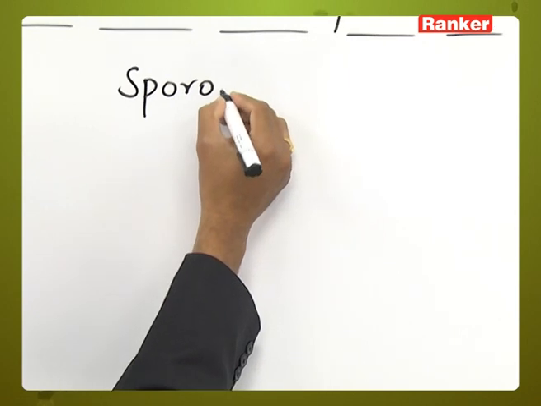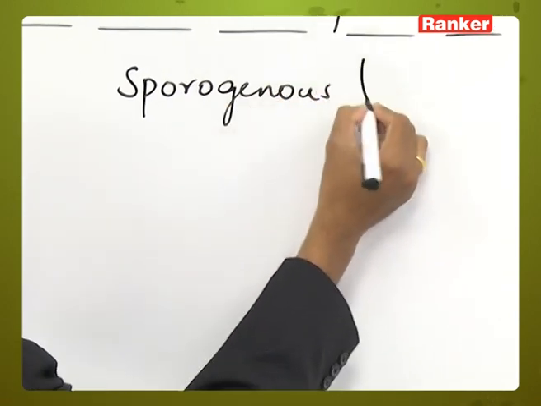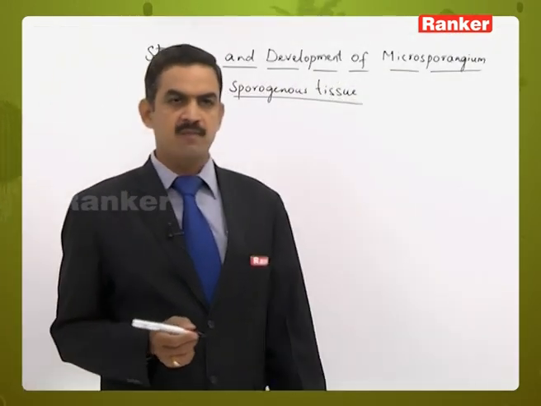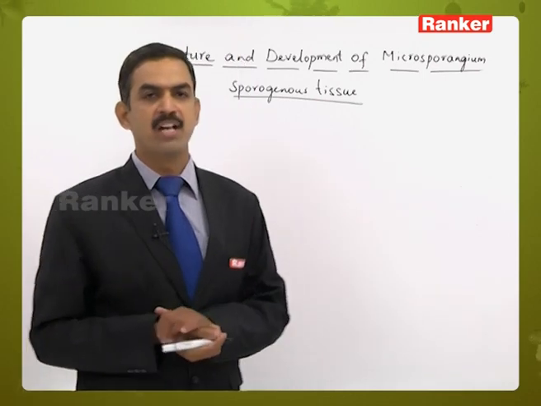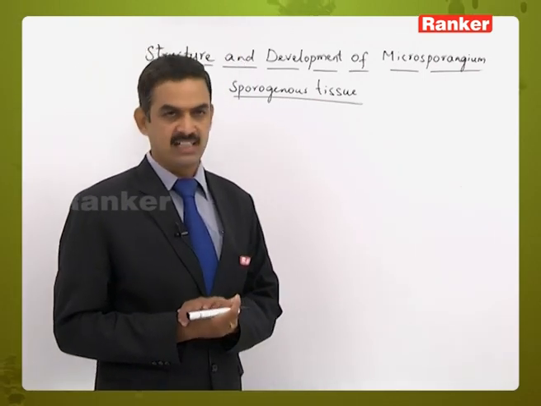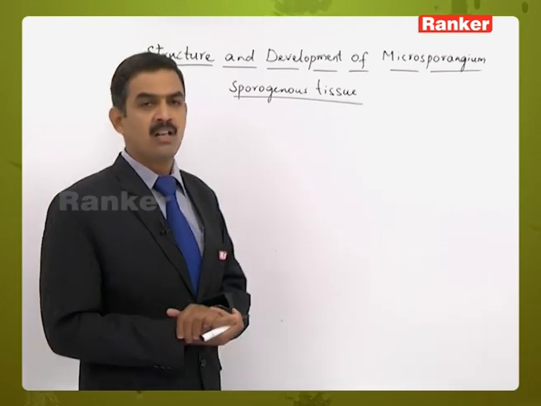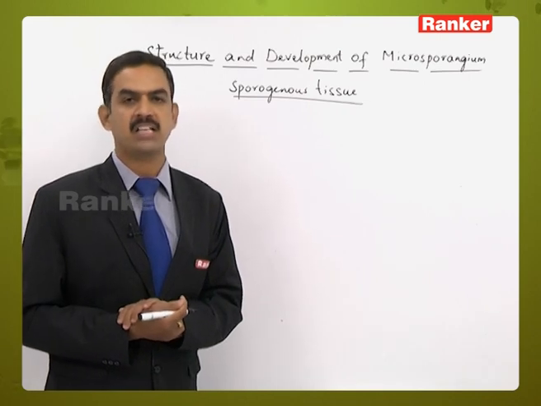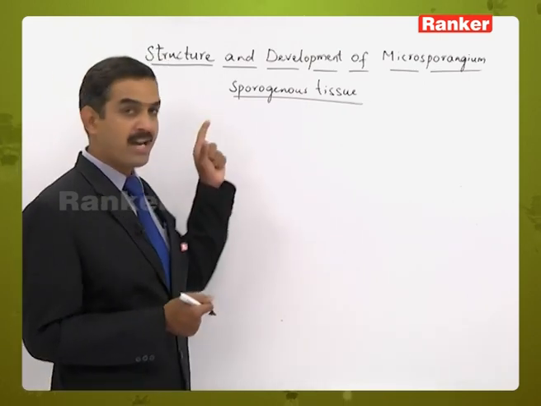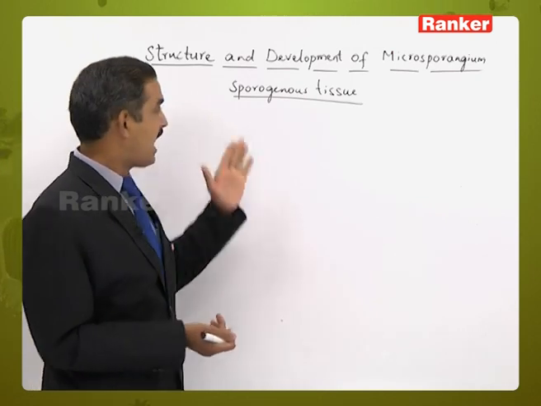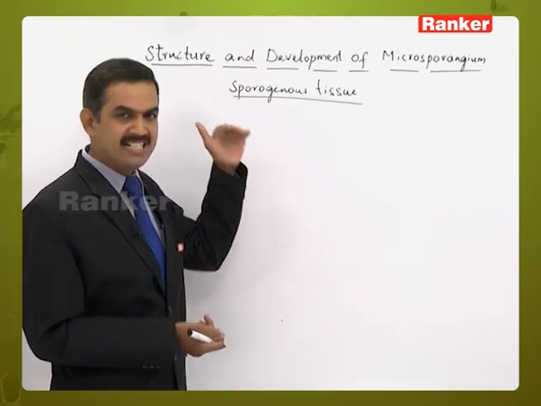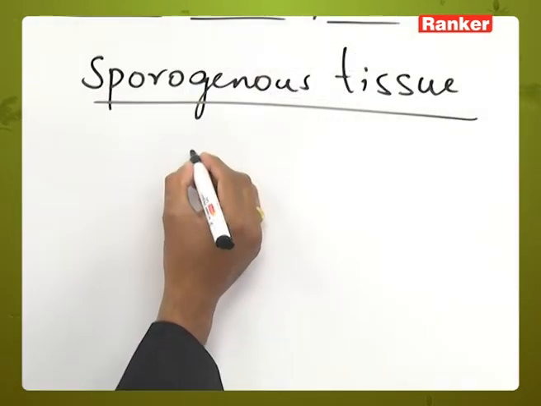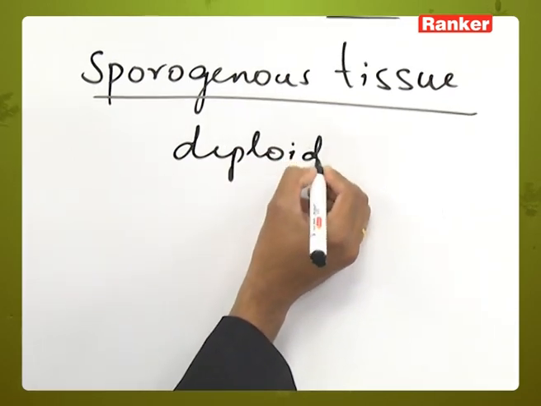Next is the sporogenous tissue. Sporogenous tissue is a fertile tissue present inside the microsporangium or pollen sac. This sporogenous tissue is formed from the hypodermal tissue of the anther, that is, the archesporium. That's why the development of the microsporangium is called eusporangiate type, and this sporogenous tissue is formed from the inner layers. This sporogenous tissue is generally diploid in condition.